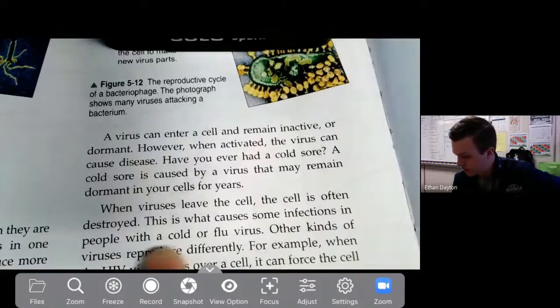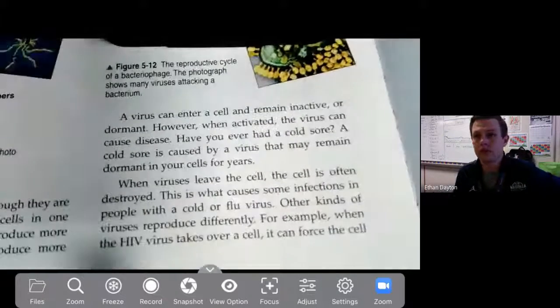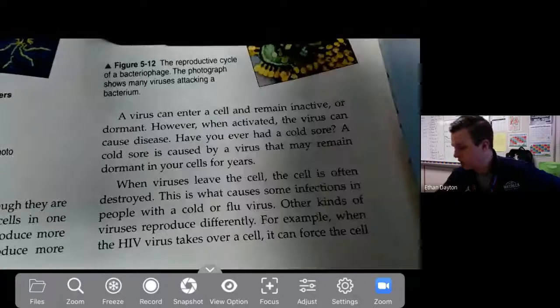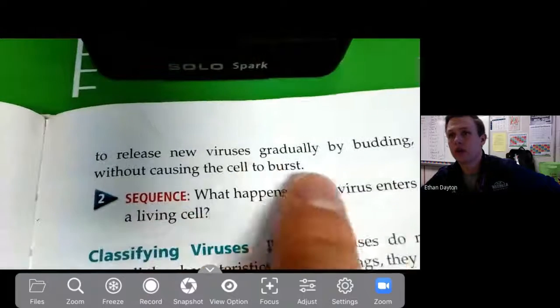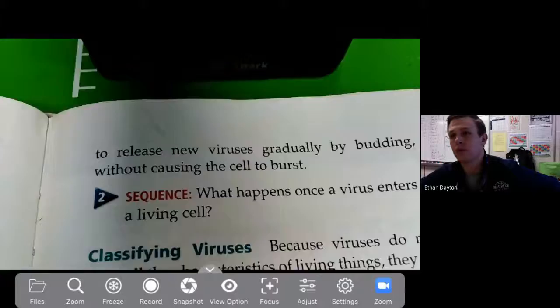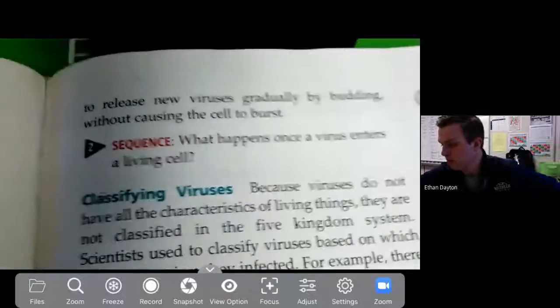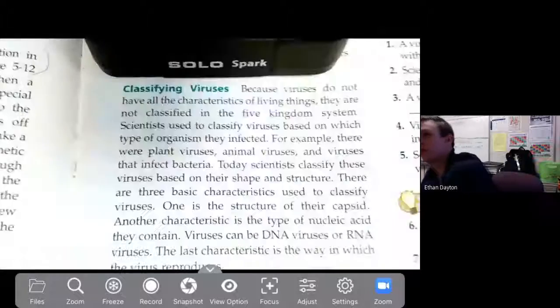Other kinds of viruses reproduce differently. For example, when the HIV virus takes over a cell, it can force the cell to release new viruses gradually by budding without causing the cell to burst. Okay. Moving on, next paragraph is titled Classifying Viruses.